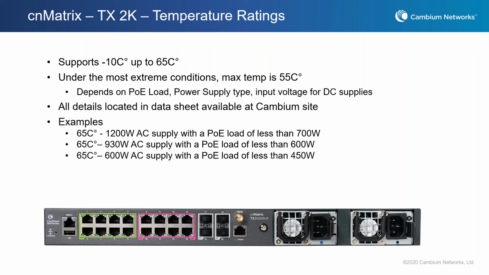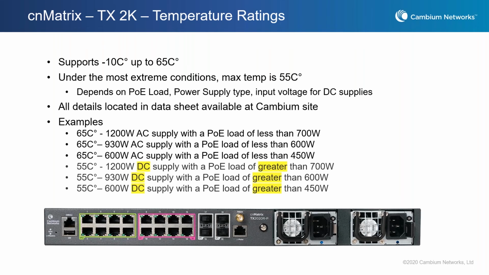Examples. So for 65 degrees, 1200 watt AC supply, if you're pulling less than 700 watts, that's a lot. You can go all the way up to 65 degrees. On the 930 supply, again, the AC version, if you're using less than 600 watts, you can go up to 65. And then on the 600 watt, if you use less than 450 watts of PUE load, you can go all the way up to 65 degrees.